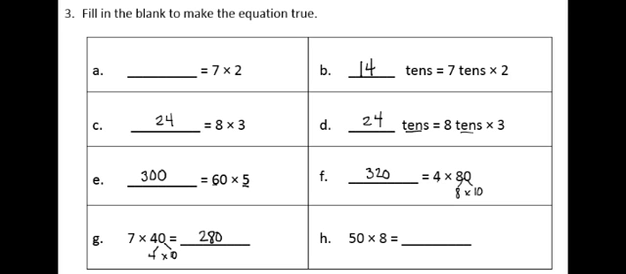And finally, we have 50 times 8. I'm going to think of 50 as 5 times 10. I can take 8 times 5 and get 40. 40 times 10 is 400.